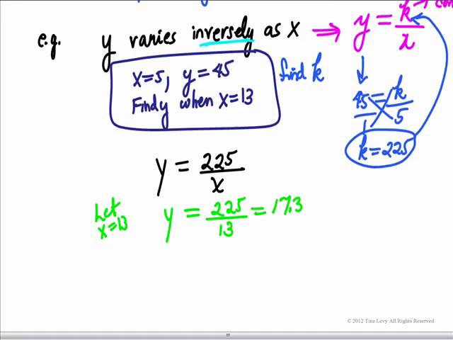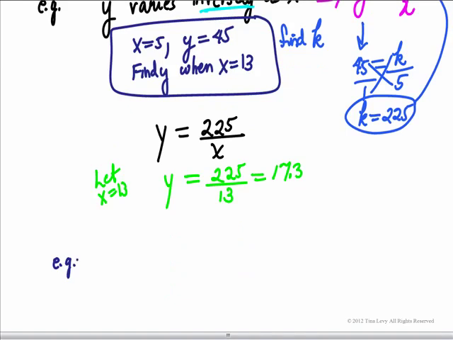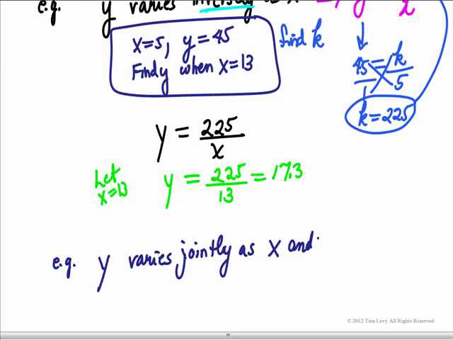Now we'll look at joint variation. So for example, I might say y varies jointly as x and z, those two variables. This joint one is like a direct one, only y is a constant times x times z. So you jointly multiply xz times the k.